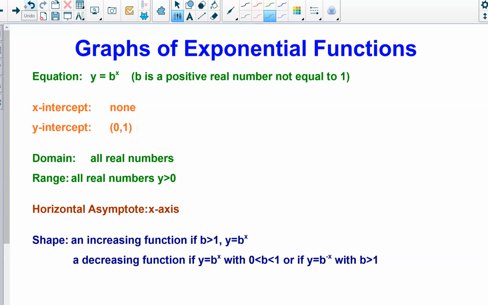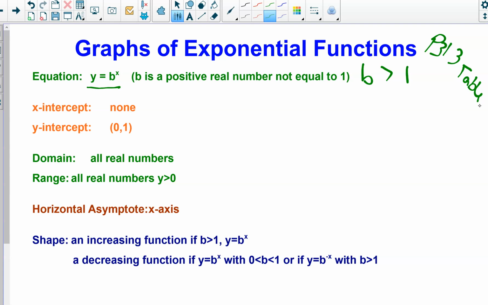So graphs of exponential functions, there is the generic y equals b to the x, right there. And b is a positive real number, not equal to 1, because if b was 1, 1 to any power would just be 1, so it wouldn't look exponential. So these would be, b would be greater than 1. And there's a table on page 313 in your book that you might want to look at.